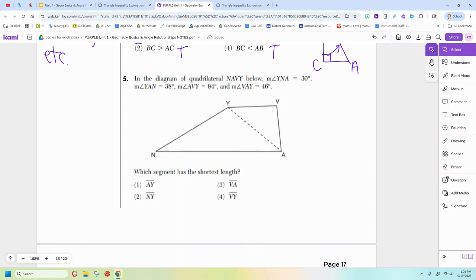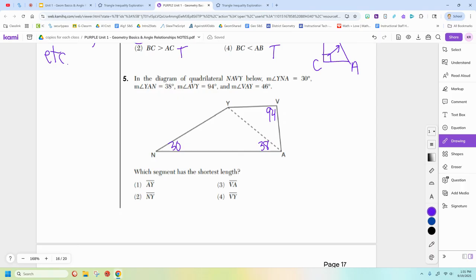Did everybody find it? Okay. YAN is 38. AVY is 94. And VAY is 46. Okay, so you're like, man, angle puzzle, right? Got it. And then you're like, which segment has the shortest length?